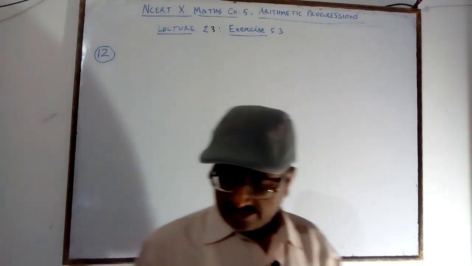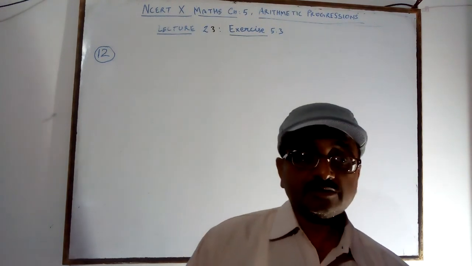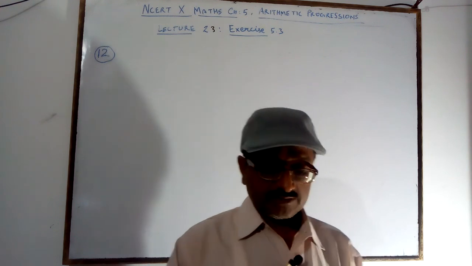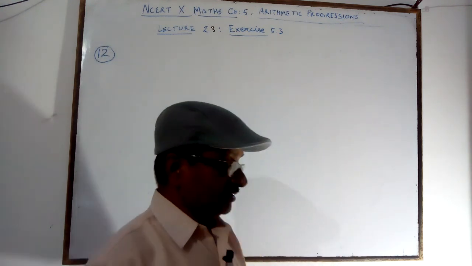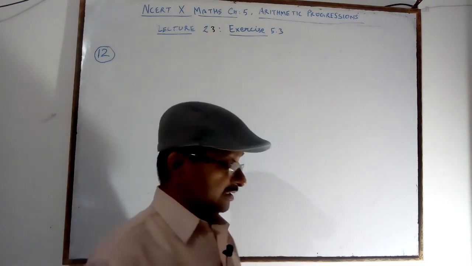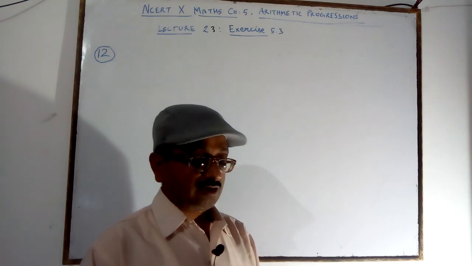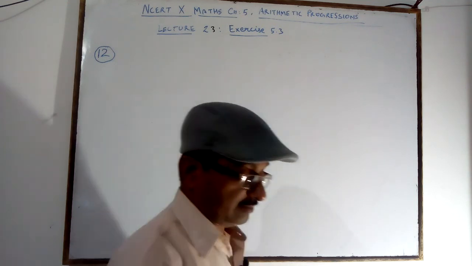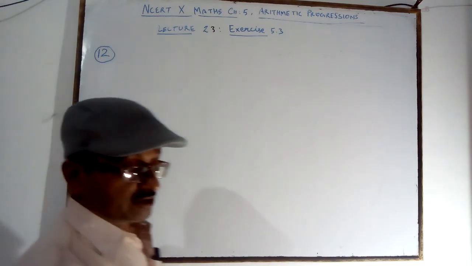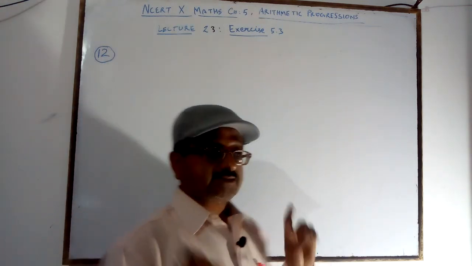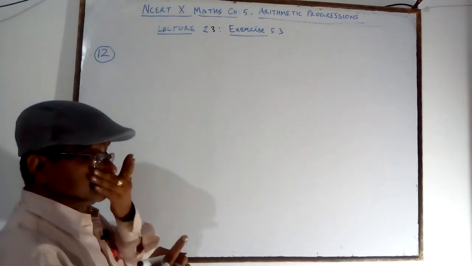Hello friends, you are studying the Maths of class 10th, chapter 5 Arithmetic Progression, in which exercise 5.3 you have completed question number 11. Now question number 12 is given: find the sum of first 40 positive integers divisible by 6. First, write down the integers which are divisible by 6.